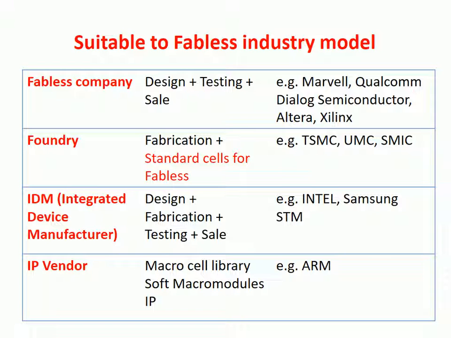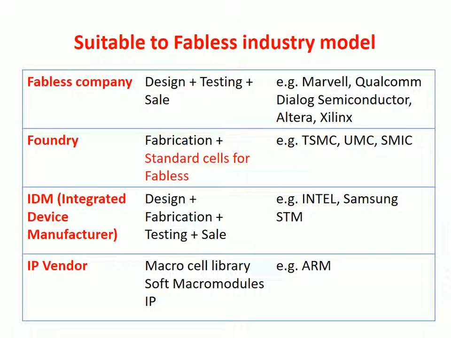Okay, so of course in this relationship, the foundry has to provide the standard cells for the fabless company, because the standard cells can only be designed, verified and tested by who has the means of fabrication.